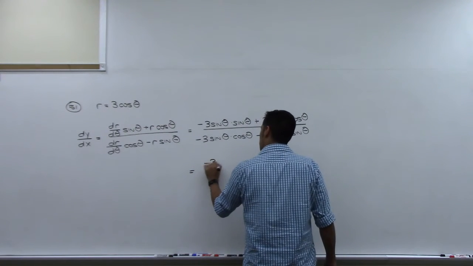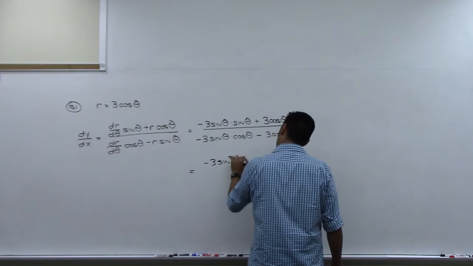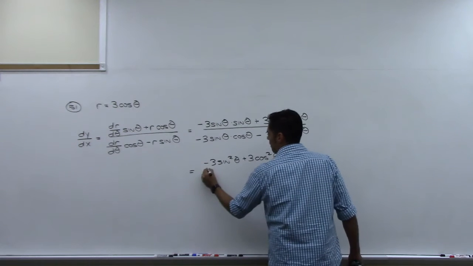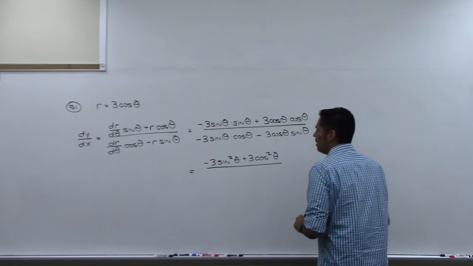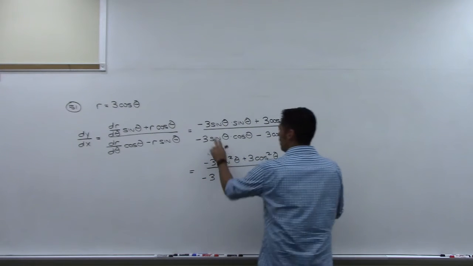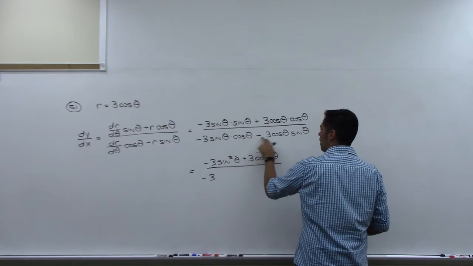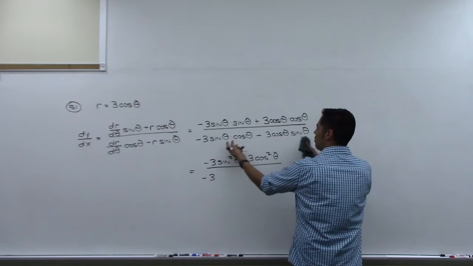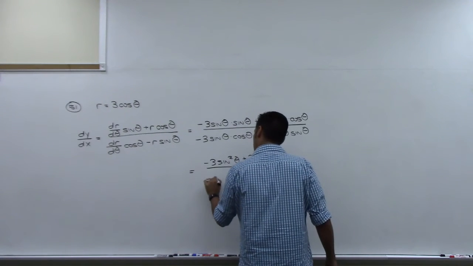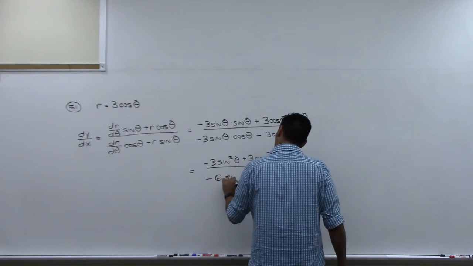This is negative 3 sine squared theta plus 3 cosine squared theta. That's almost an identity, but not quite because of the signs. And then on the bottom, I have negative 3 sine theta cosine theta minus 3 sine theta cosine theta. These are identical, so I put them together, I should get negative 6 sine theta cosine theta.